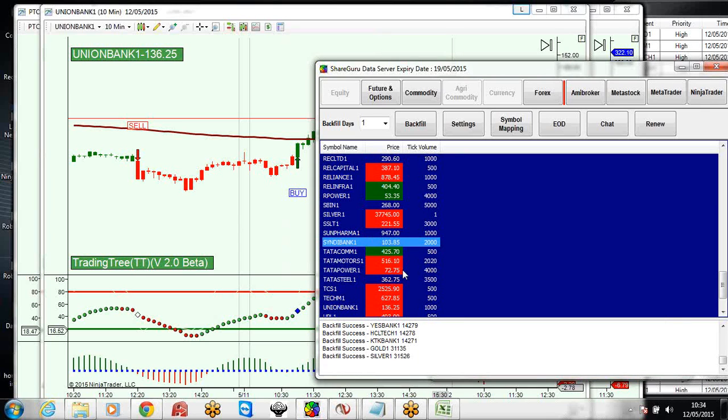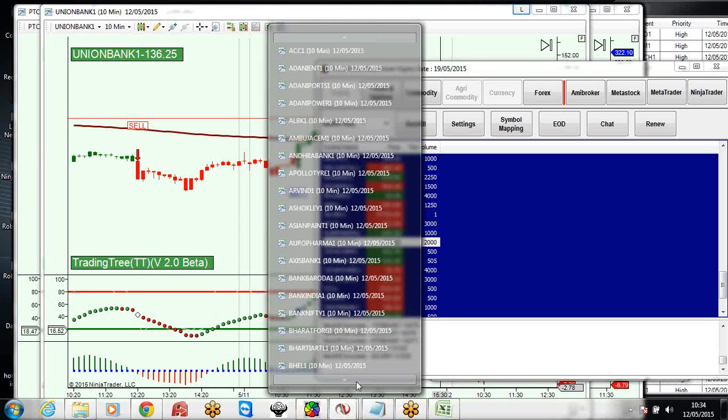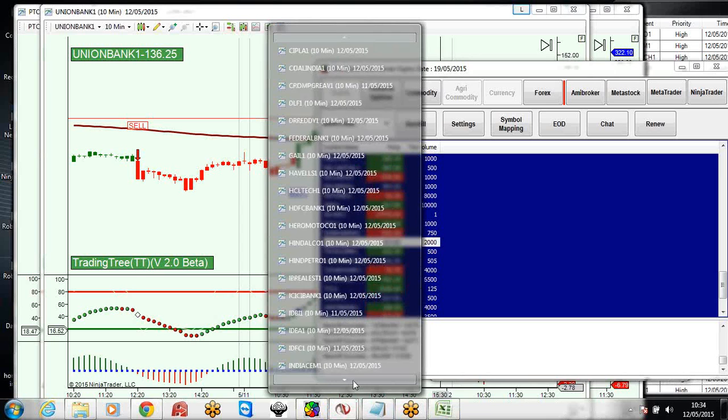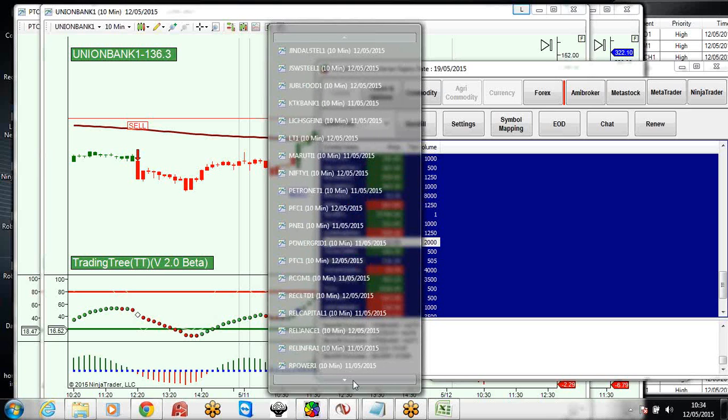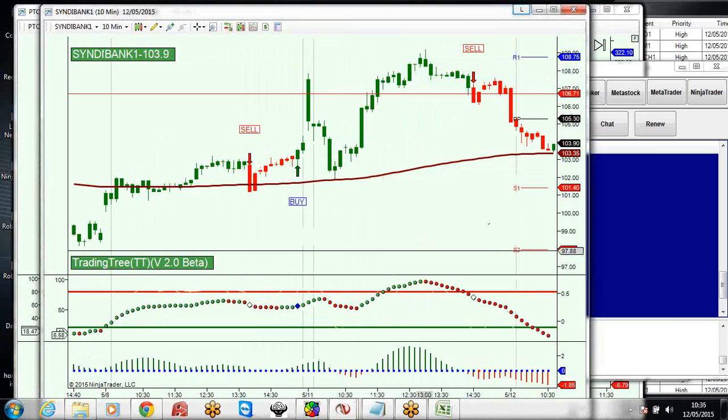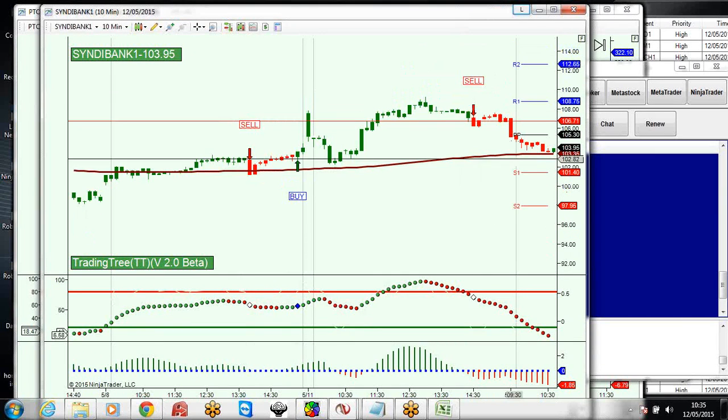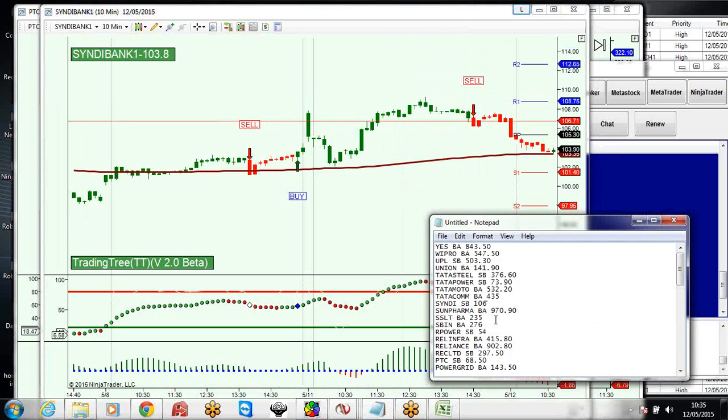So you can see Syndicate Bank. I'll just show you the chart. 106 was the entry for us here. Now it is at 103.80.